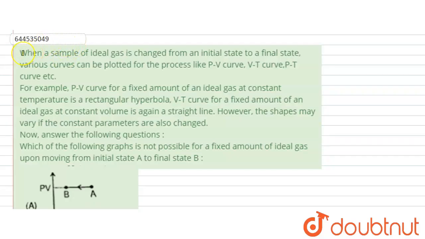Hello everyone. So let's see this question. In this question it is given, when a sample of ideal gas is changed from an initial state to a final state, various curves can be plotted for the process like PV curve, VT curve. For example, PV curve for a fixed amount of ideal gas at constant temperature is a rectangular hyperbola. VT curve for a fixed amount of an ideal gas at a constant pressure is again a straight line. And like this, if the parameters are changed, the shapes of the graph will change. Now answer the following question.